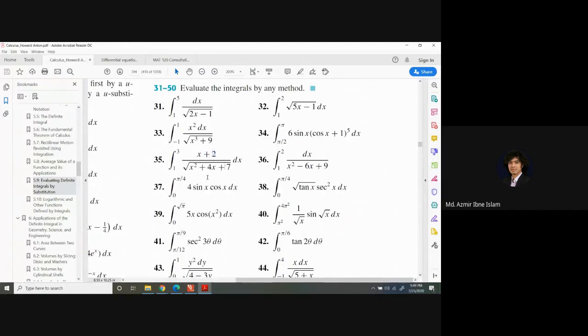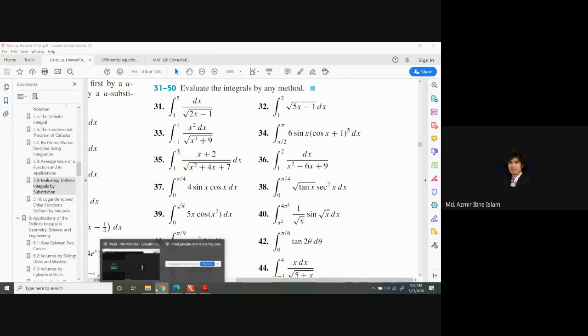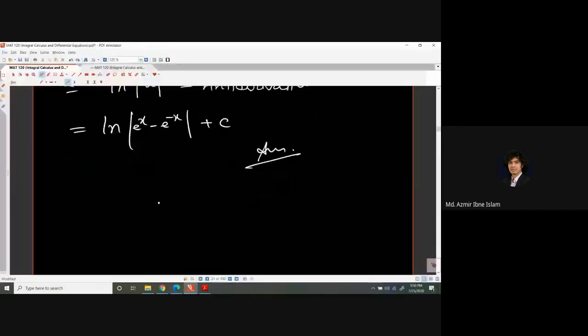Let's take this one. In the upper part we have x plus 2, and in the denominator we have the square root of x squared plus 4x plus 7, and we are integrating from 1 to 3. That is, this is a definite integral this time. So let's take this example.